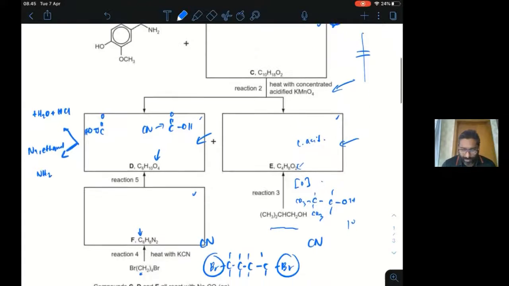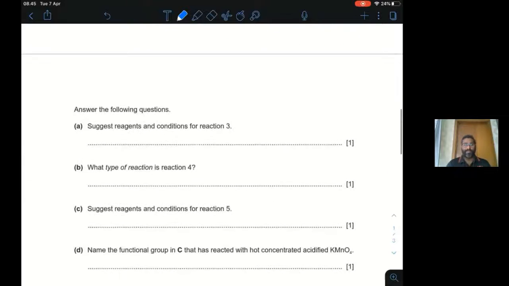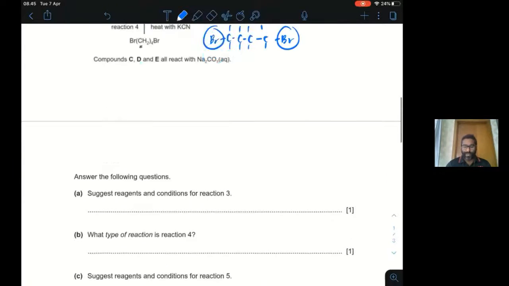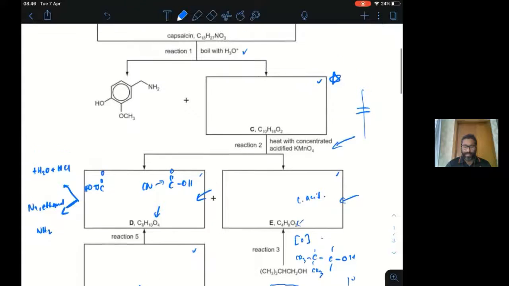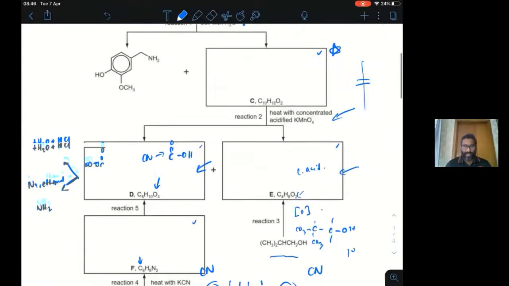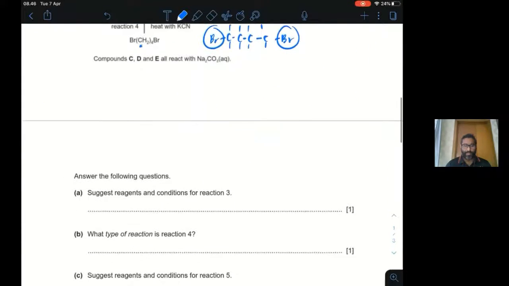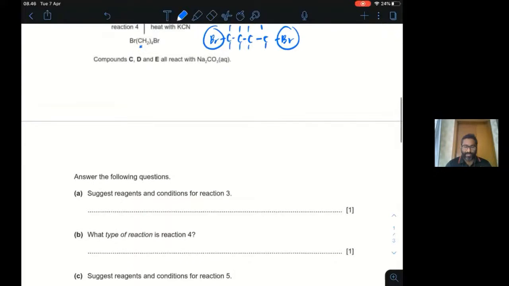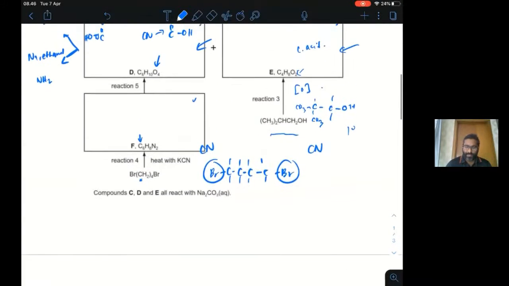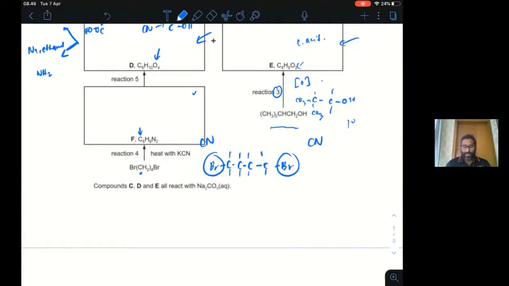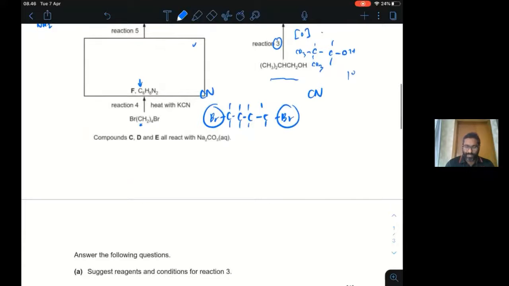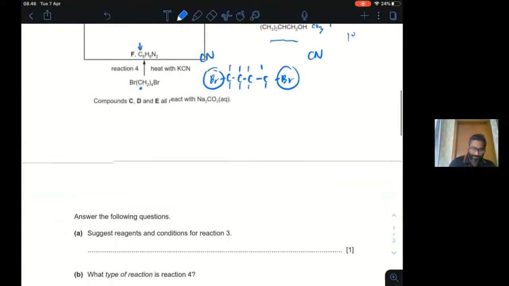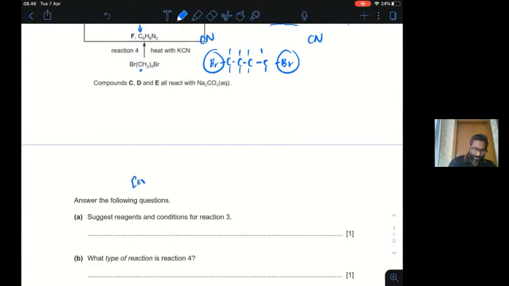But the moment I look at the question, the question is much more clearer. I think whatever basic things that I actually work out over here will be enough to give the answer. For example, suggest reagent and condition for reaction 3. Now, reaction 3 is oxidation, okay? Brilliant, can you help to suggest me the reagent and condition? Oxidation of alcohol.